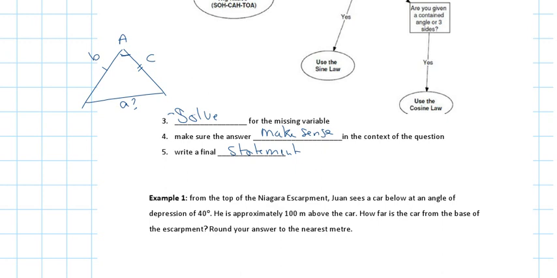So from the top of the Niagara Escarpment, one sees a car below at an angle of depression of 40 degrees. He's approximately 100 meters above the car. How far is the car from the base of the escarpment? Round your answer to the nearest meter.